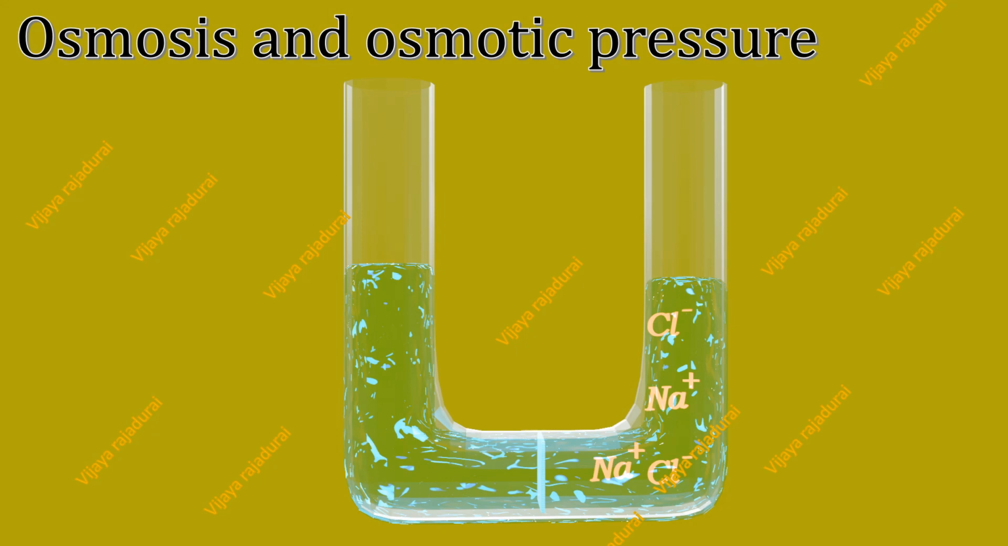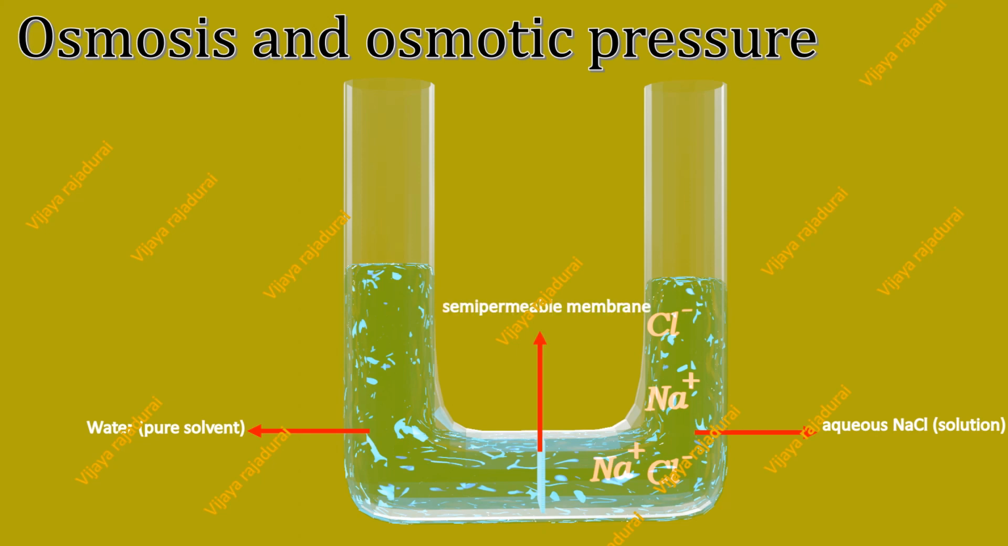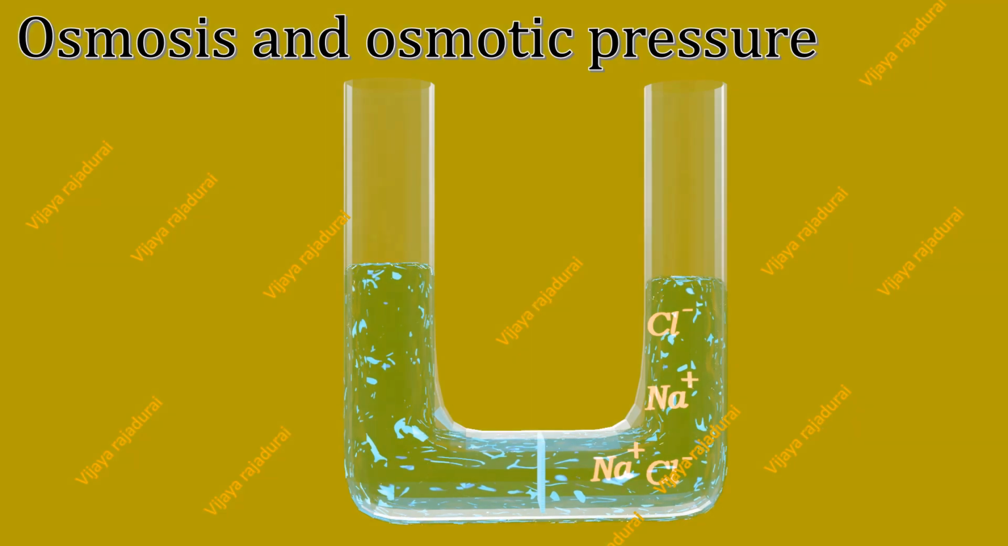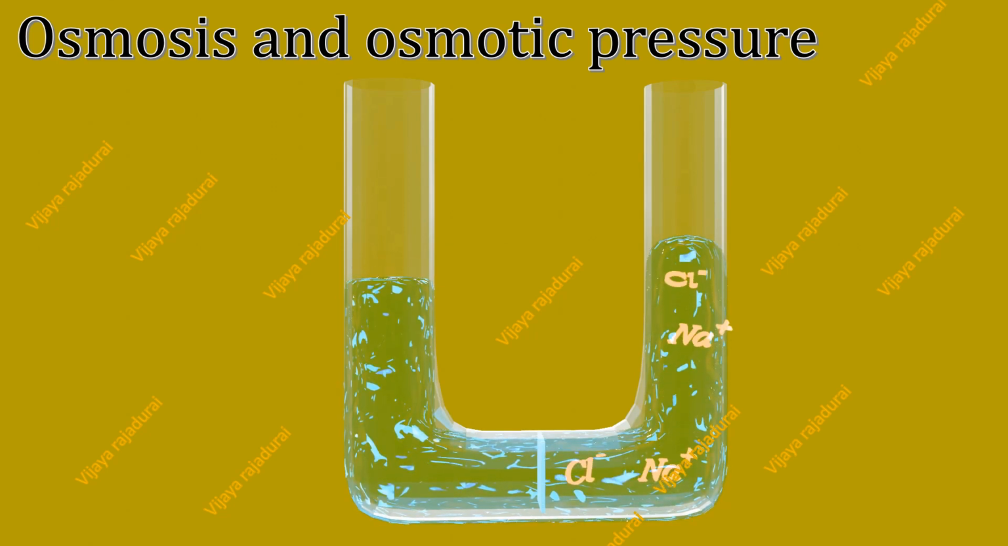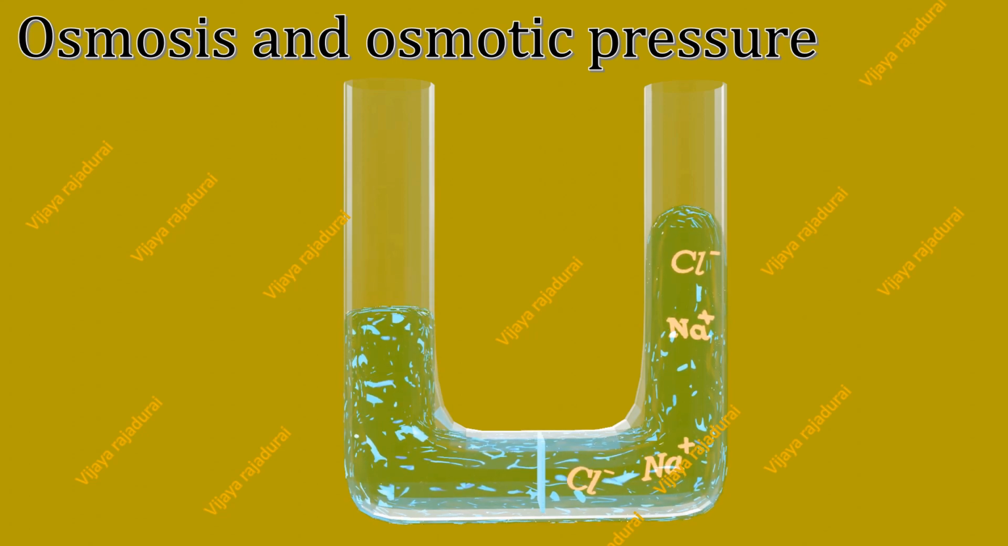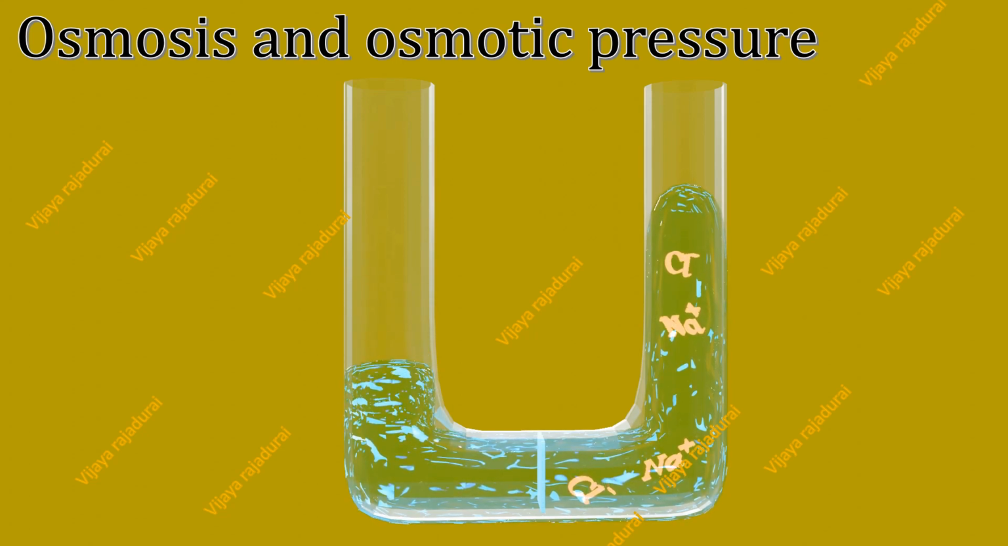In this U-tube chamber, on the left hand side we have taken pure water, that is solvent molecules, and on the right hand side we have taken aqueous sodium chloride solution. These two solutions are separated by the semi-permeable membrane. In the initial stage, the two compartments have equal heights. Even though they have equal heights, there is some difference in concentration. So the water molecules move from the left hand side compartment to the right hand side compartment through the semi-permeable membrane.